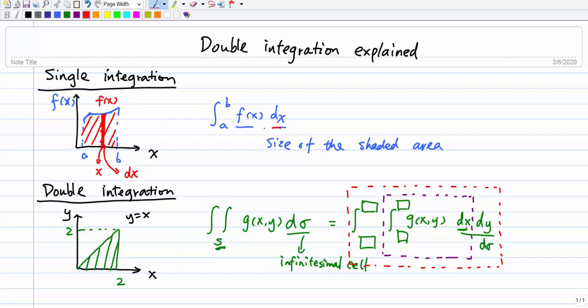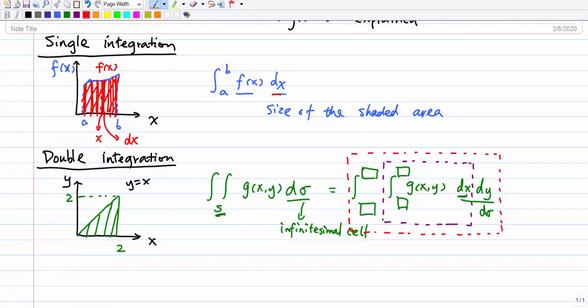What the integration means is to compute the summation of all the little tiny slices. You compute all the slices and sum them, calculating the sum from the beginning to the end, which is essentially the size of the shaded area. Now let's move to the double integration.